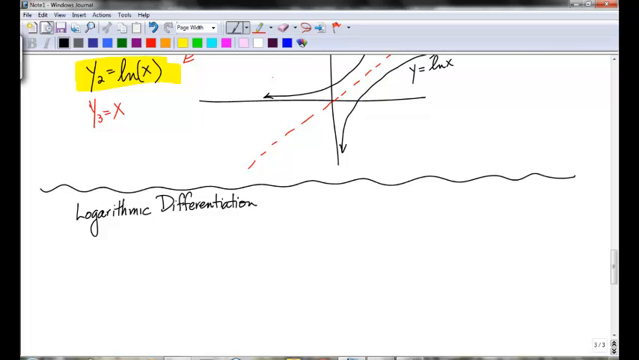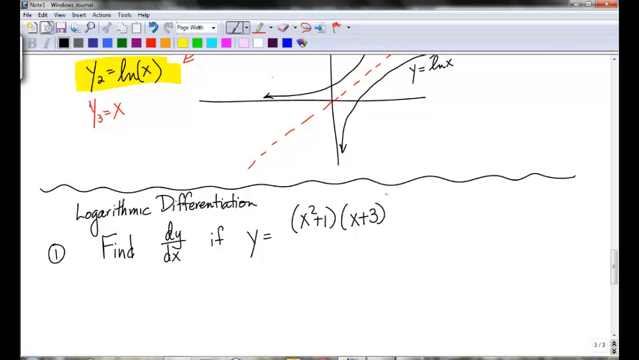Logarithmic differentiation. Say they ask you to find the derivative of y with respect to x if y equals, up in the numerator, the quantity x squared plus 1 times the quantity x plus 3, that's to the 1/2 power. It's all over x minus 1, and because of the denominator, x cannot equal 1. Now, we're trying to find the derivative of that.